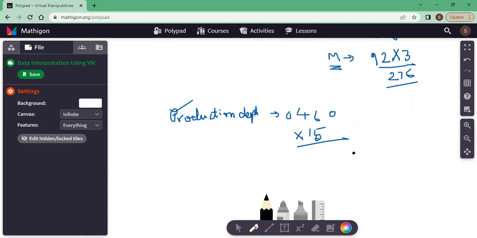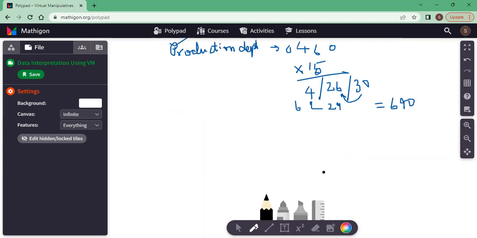Now, 5 6s are 30, 30 plus 0 is 30. 5 4s are 20, 20 plus 6 is 26. 5 zeros are 0, 0 plus 4 is 4. Now, 26 plus 3 is 29 because using the thumb rule method, 3 acts as a carry over here. So, 2 plus 4 is 6. So, the answer is 690.